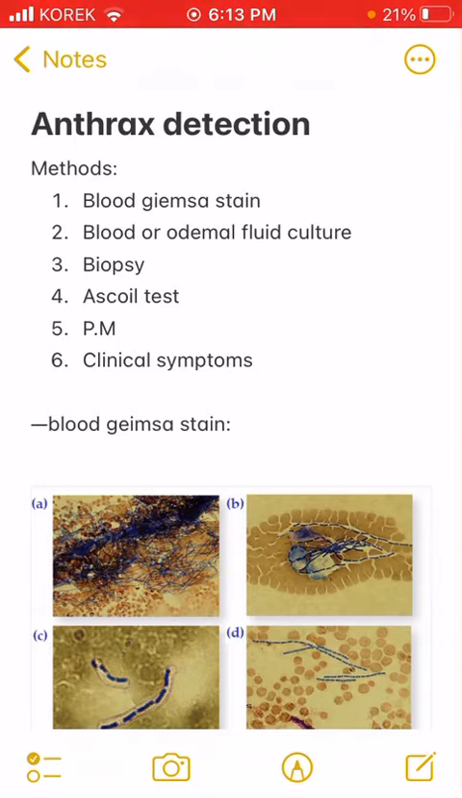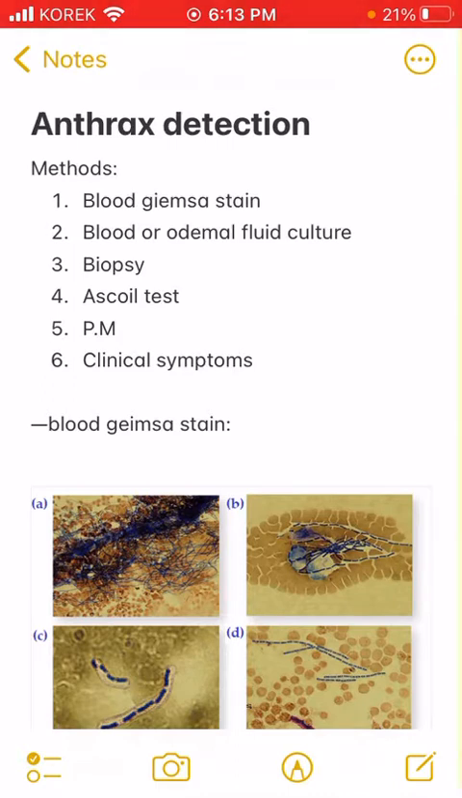And we say macrophages are present in the fluid. Why? Because when the lesion occurs, the macrophages go to the surface of the skin to fight the bacteria, to prevent it from getting into the bloodstream. As I said, blood or oedemal fluid culture. We also have biopsy culture. Sometimes a lung biopsy is taken, and sometimes spleen. It depends on the case.